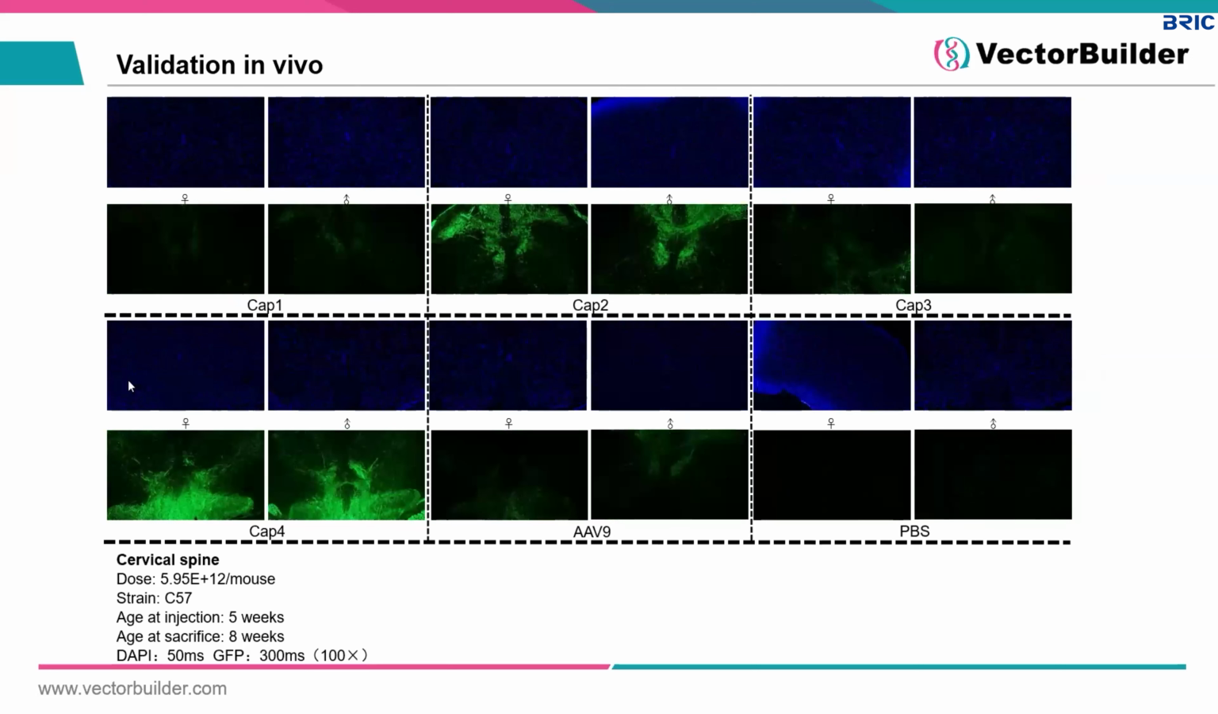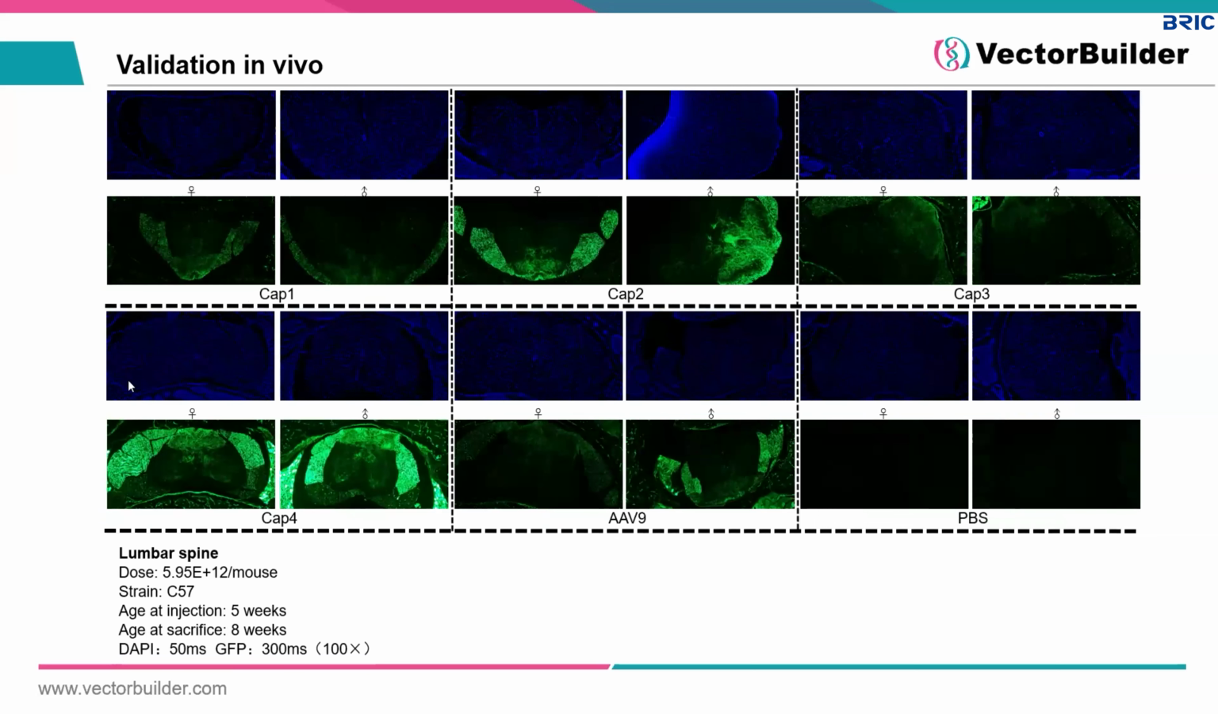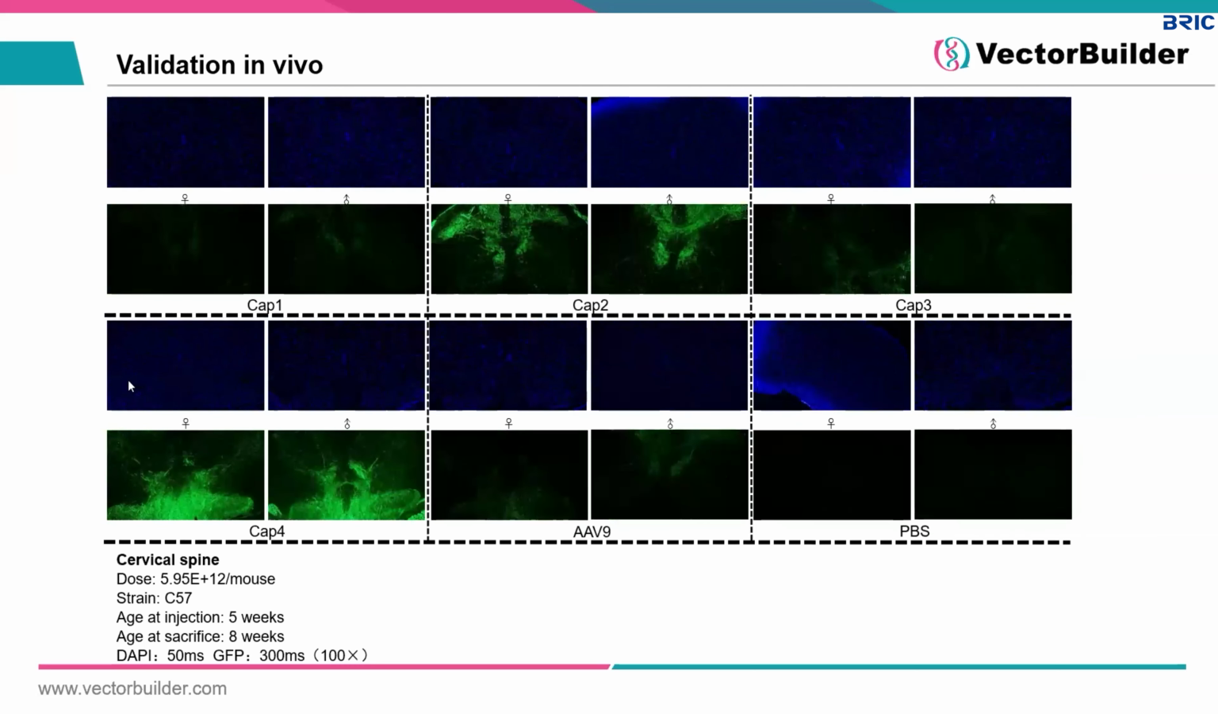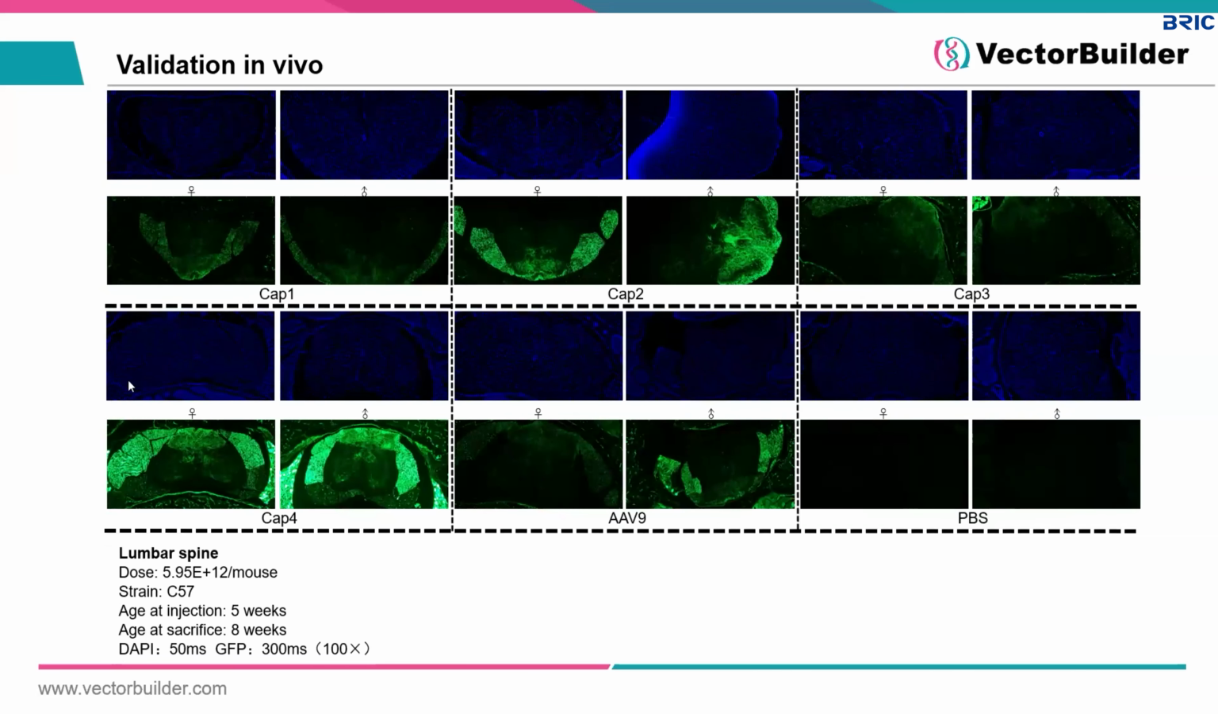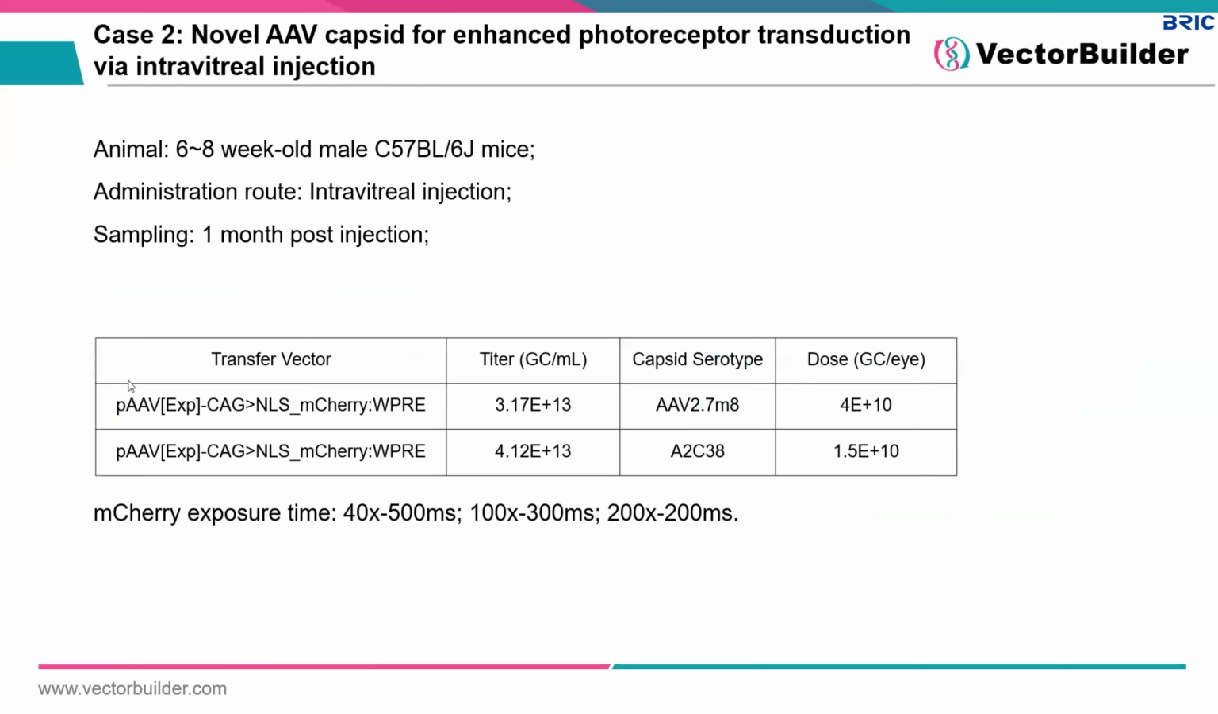So this would be a balance to choose between the target tissues and non-target tissues. So here are the spinal cord data. We also found that CAP4 and CAP2 are very good at transducing the spinal cord tissues. So these are the lumbar spine, and this is the cervical spine. We look at different sections of the spinal cord. So compared to wild-type AAV9, we can show you through our platform of AAV evolution, we can generate novel mutants that are more capable of BBB penetration compared to wild-type AAV9 capsids.